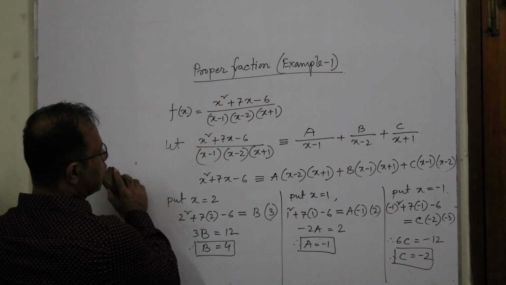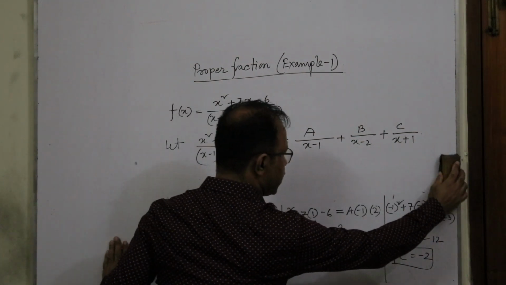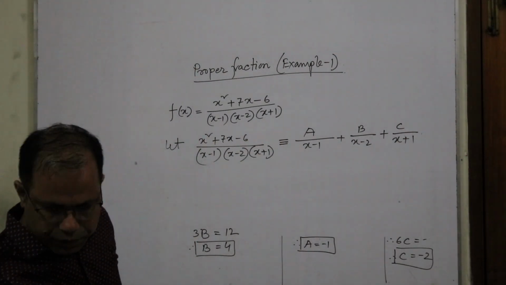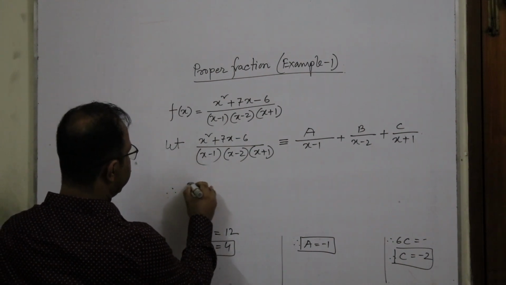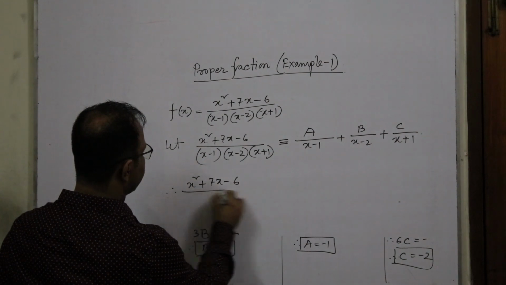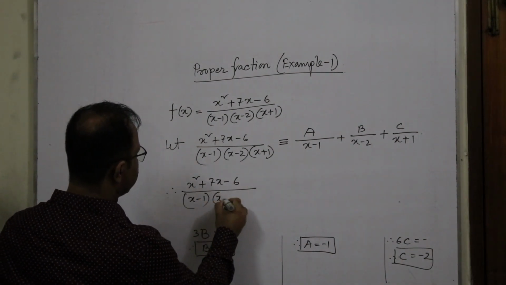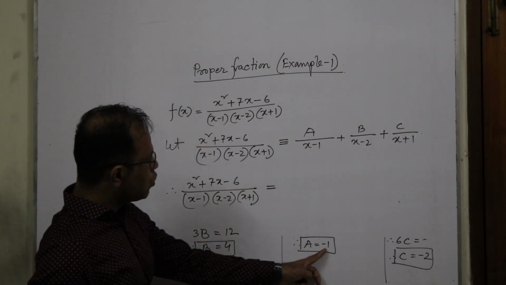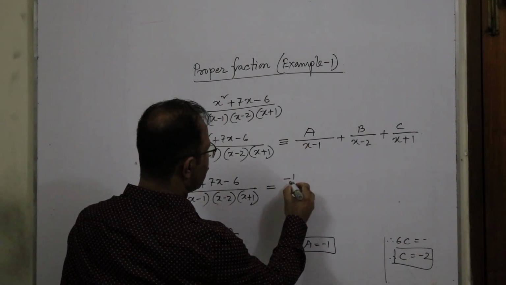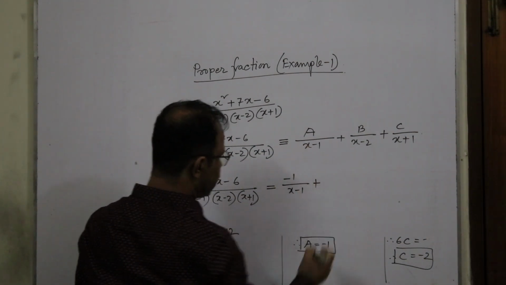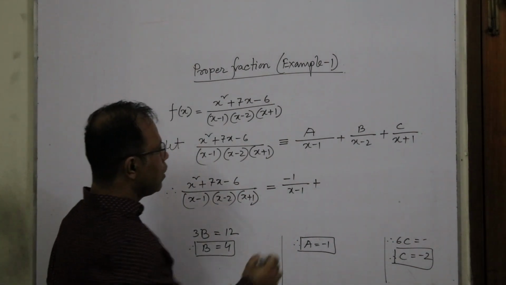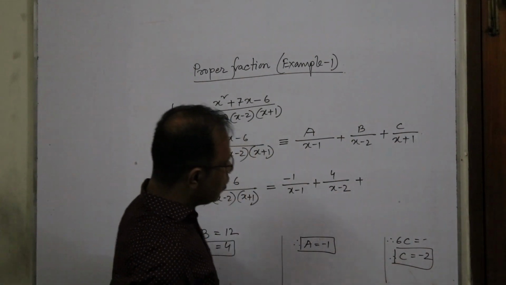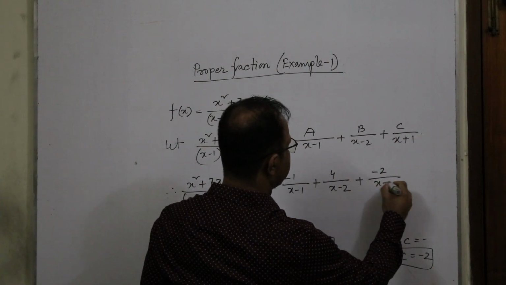So we put here in this expression now, therefore x squared plus 7x minus 6 over x minus 1 times x minus 2 times x plus 1 equals, if I put a equals minus 1 here, it becomes minus 1 over x minus 1 plus, in place of b, if we put 4, so 4 divided by x minus 2 plus, in place of c, we put minus 2 over x plus 1.